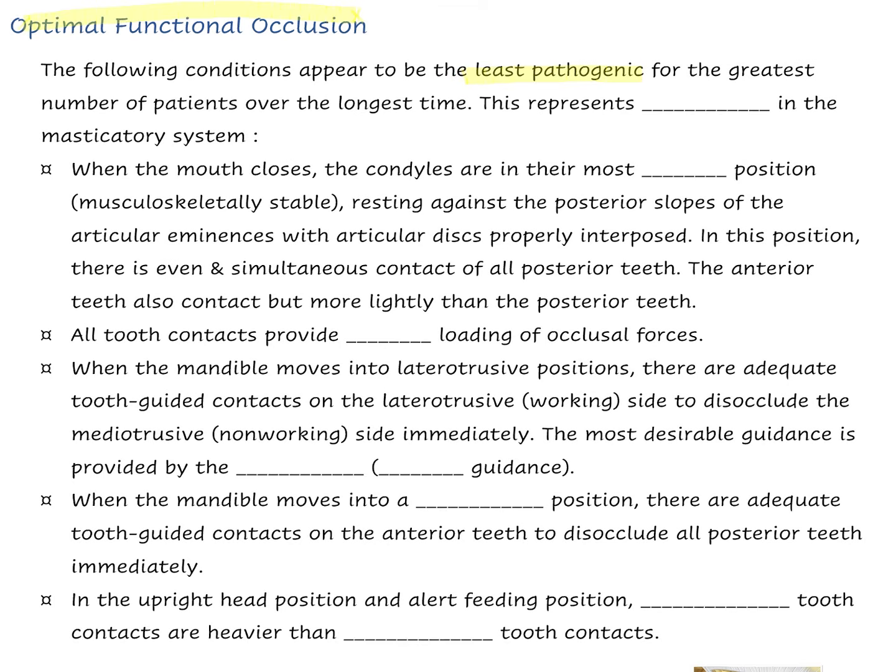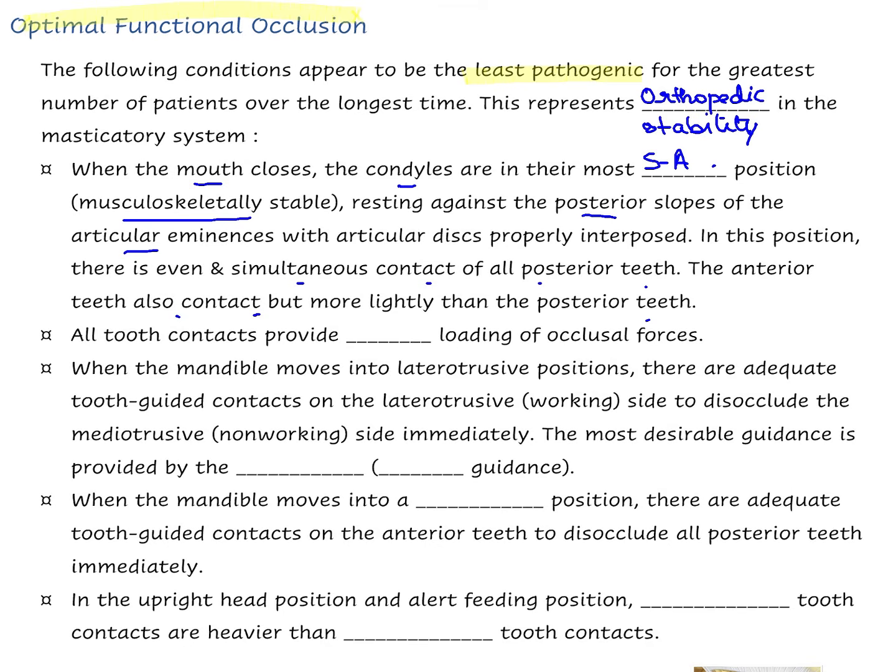In order to understand this, we have to understand a little bit of the temporomandibular joint also. This is because of the orthopedic stability that the occlusion is also stable. When the mouth closes, the condyles are in the most superior anterior position, a musculoskeletally stable position, resting against the posterior slopes of the articular eminence, which we discussed with the centric relation definition. In this position, there is even simultaneous contact of all posterior teeth. The anterior teeth also contact, but more lightly than your posterior teeth.